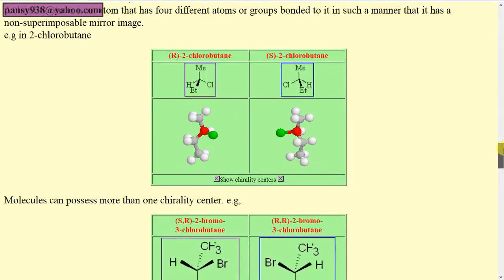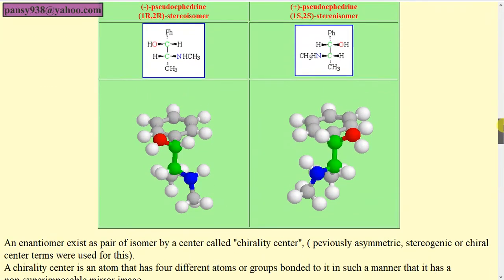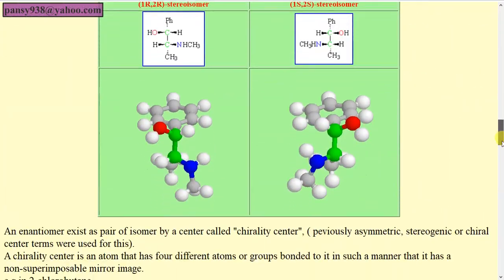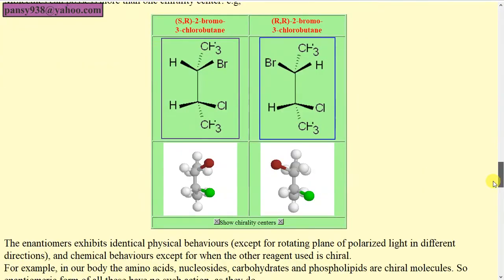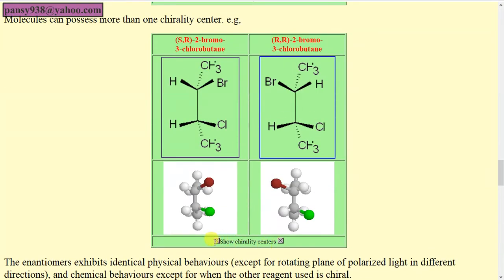As we have seen here in the example, again there are two chiral carbons in pseudoephedrine as well as in ephedrine, but they are, in all respects, mirror images of each other. So both of these are enantiomers of each other. They are not diastereomers. And in the case when they are not mirror images, then they are called diastereomers rather than enantiomers.